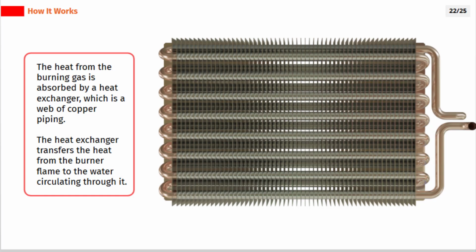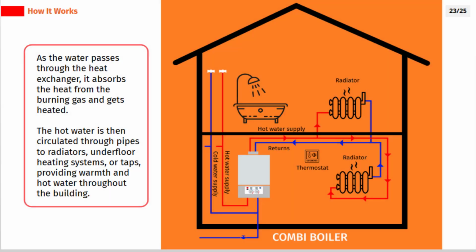The heat from the burning gas is absorbed by a heat exchanger, which is a web of copper piping. The heat exchanger transfers the heat from the burner flame to the water circulating through it. As the water passes through the heat exchanger, it absorbs the heat from the burning gas and gets heated. The hot water is then circulated through pipes to radiators, underfloor heating systems, or taps, providing warmth and hot water throughout the building.